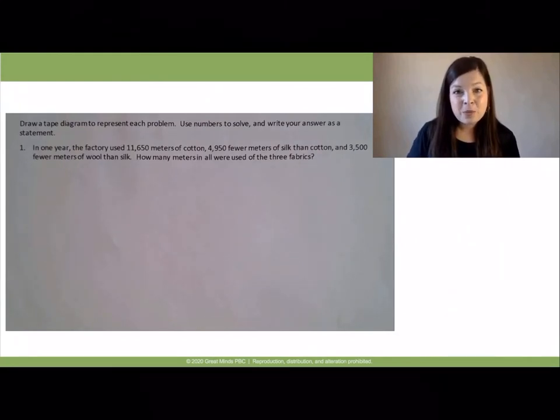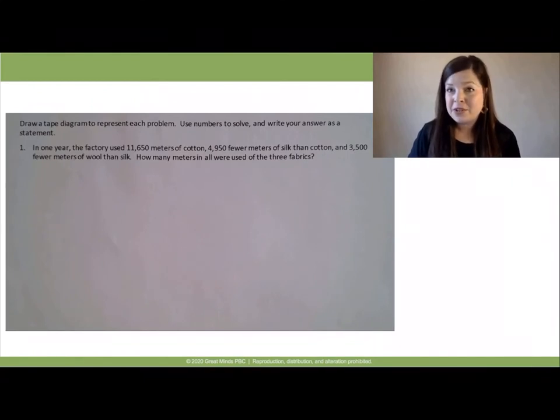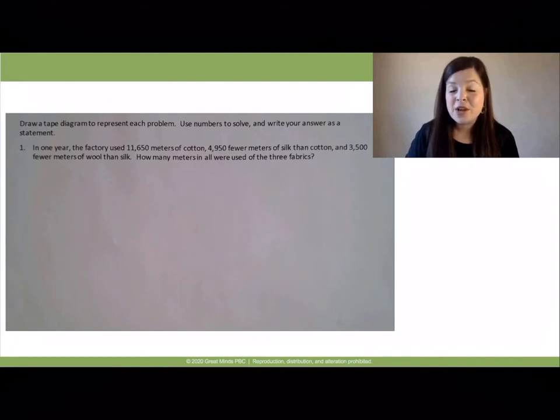Let's start with problem 1, and we'll read the whole problem together. Remember, while we're reading, to be picturing in your mind what's happening in the story. Ready? Read. In 1 year, the factory used 11,650 meters of cotton, 4,950 fewer meters of silk than cotton, and 3,500 fewer meters of wool than silk. How many meters in all were used of the 3 fabrics?